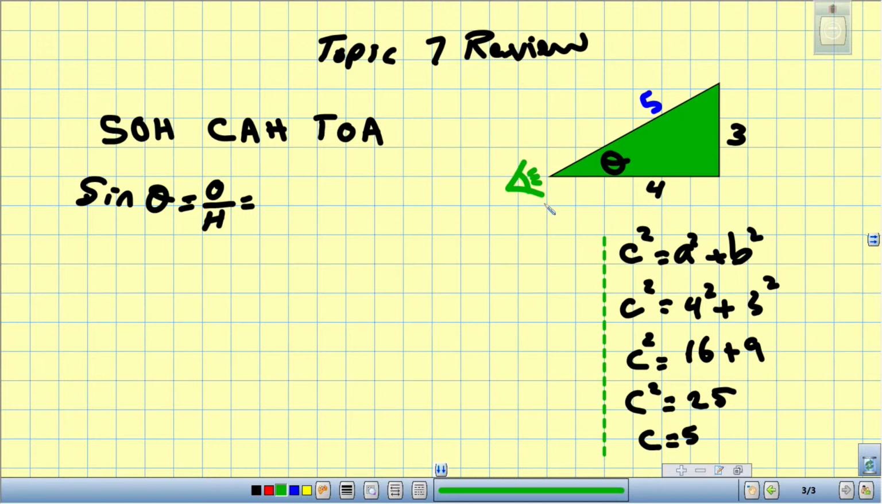Let's focus, you guys. What's facing me? What's opposite of me? It is the 3. I can't say 5. 5 is not opposite. 5 is the hypotenuse. I can't say 4. 4 is not opposite. 4 is adjacent. That's right next to me. So for this one, it's going to be opposite, which is 3. Again, this is me. This is my eyes. I'm looking like this. This is opposite of me, divided by the hypotenuse.